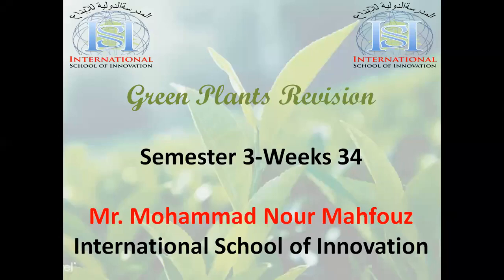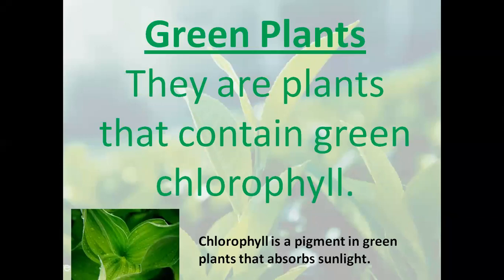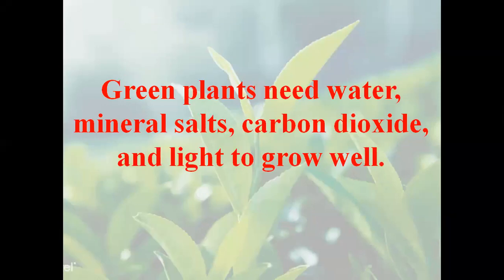In this session, we're going to review together the plants chapter in week 24. Green plants are the plants, as we said, that contain the green pigment, or the green chlorophyll, which is the pigment in green plants that absorbs the sunlight. We said that the plants need water, mineral salts, carbon dioxide, and light in order to grow well.